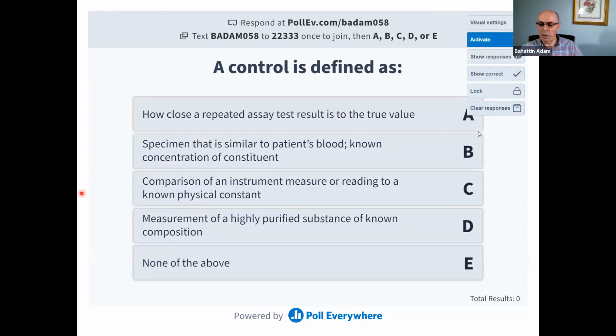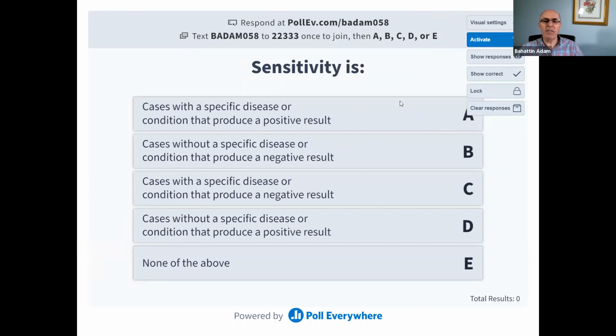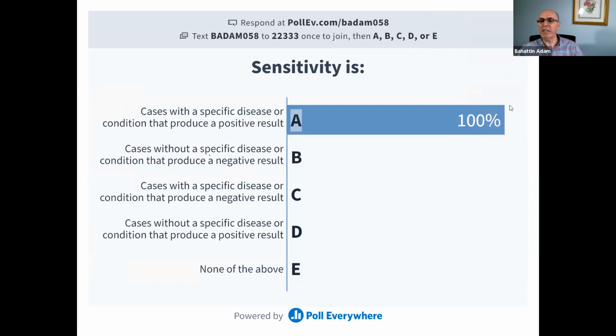Now, next one, sensitivity. What does sensitivity or specificity mean? Cases of a specific disease or condition that produce a positive test result. Let's see. A is the correct answer.